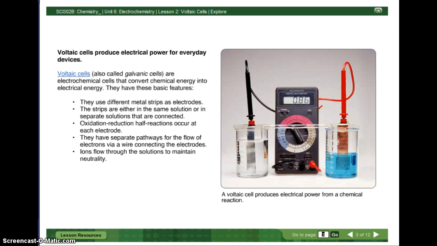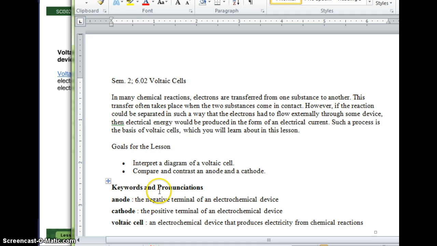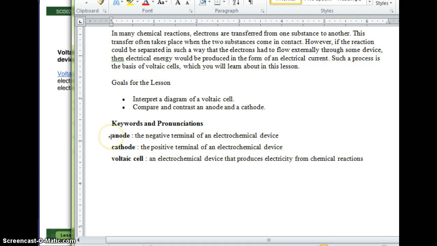All right, so we got our student guide, kept the beginning and the goals. Anode is a negative terminal of an electrochemical device. And this is easy to remember because of the word anode. It's a negative device. So if you think of it like that, a negative. Whenever you read anode, you should read a negative.